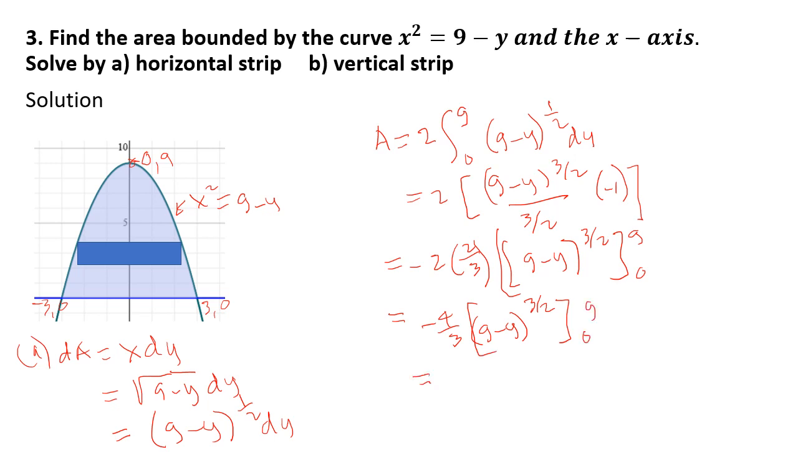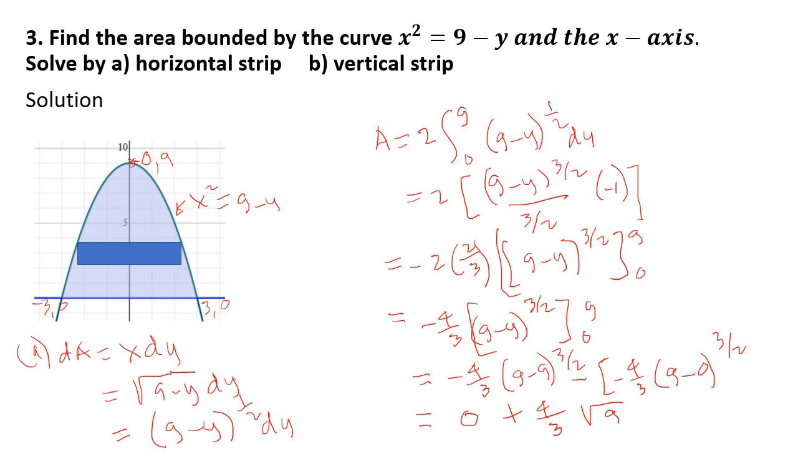Equivalent to minus 4/3 times (9 minus 9) to the power 3/2, minus minus 4/3 times (9 minus 0) to the power 3/2, or this one equivalent to 0 plus 4/3 times the square root of 9 cubed, or that one becomes 36.